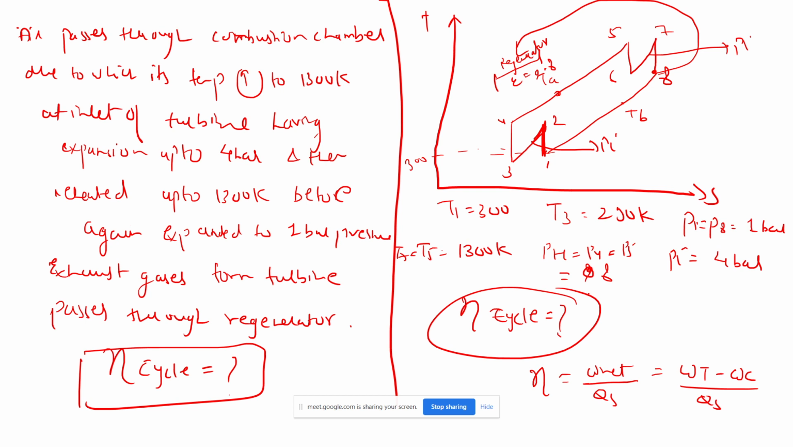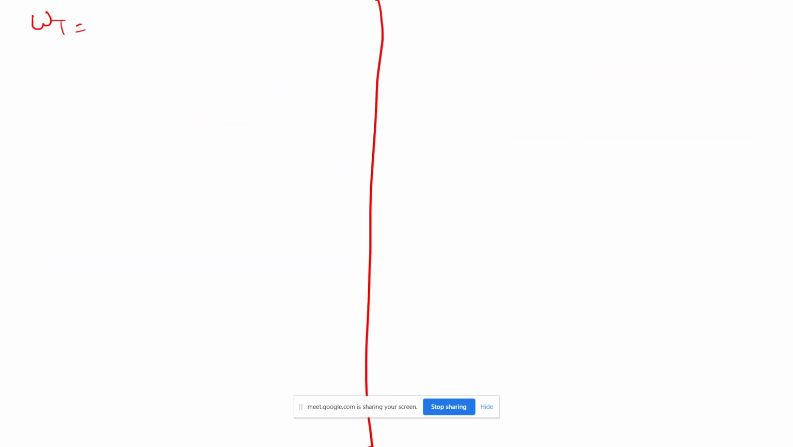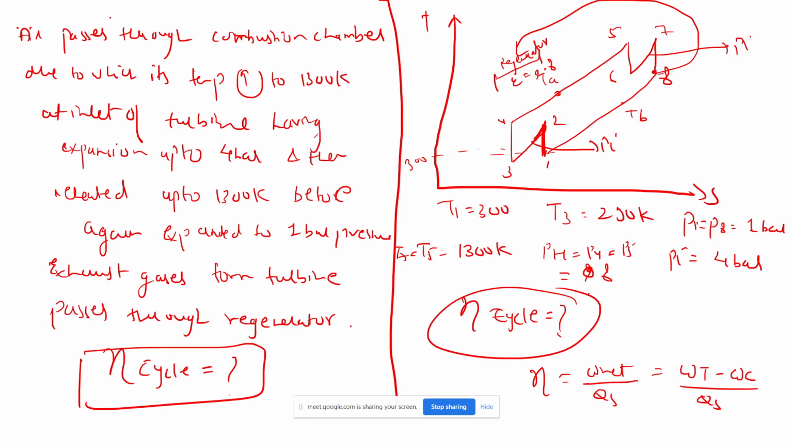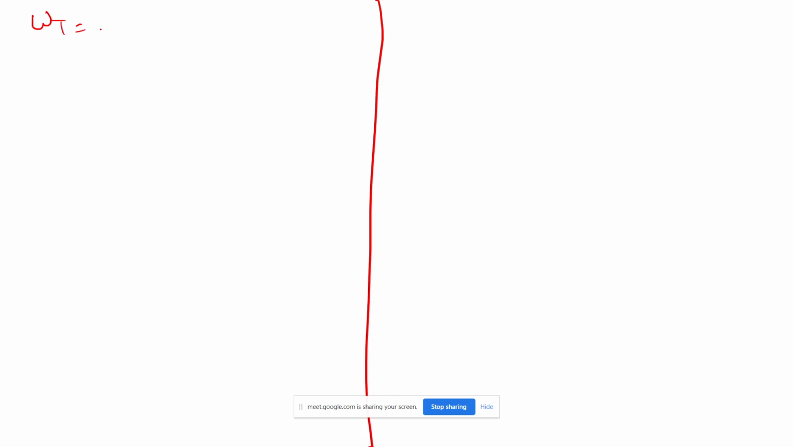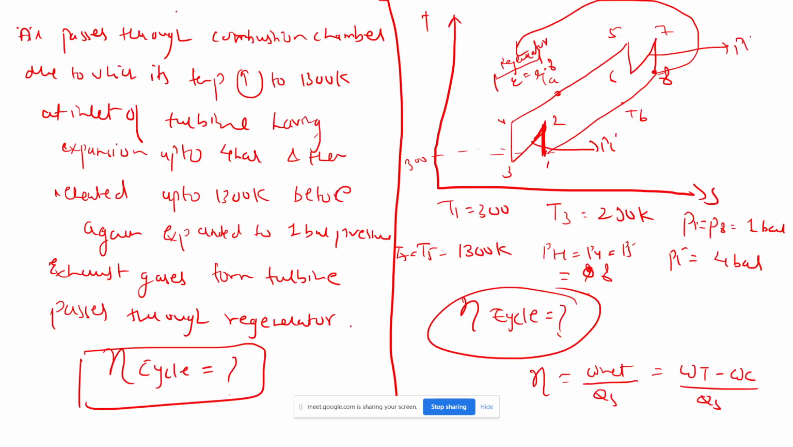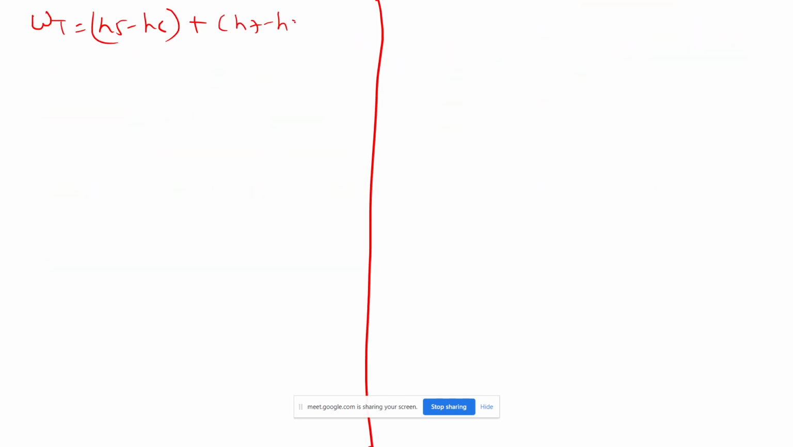The net work is H5 minus H6 plus H7 minus H8, minus the bracket of H2 minus H1 plus H4 minus H3. I am first writing only the turbine work. What is it? H5 minus H6 plus H7 minus H8. And the compressor work, what is it? H2 minus H1 plus H4 minus H3.